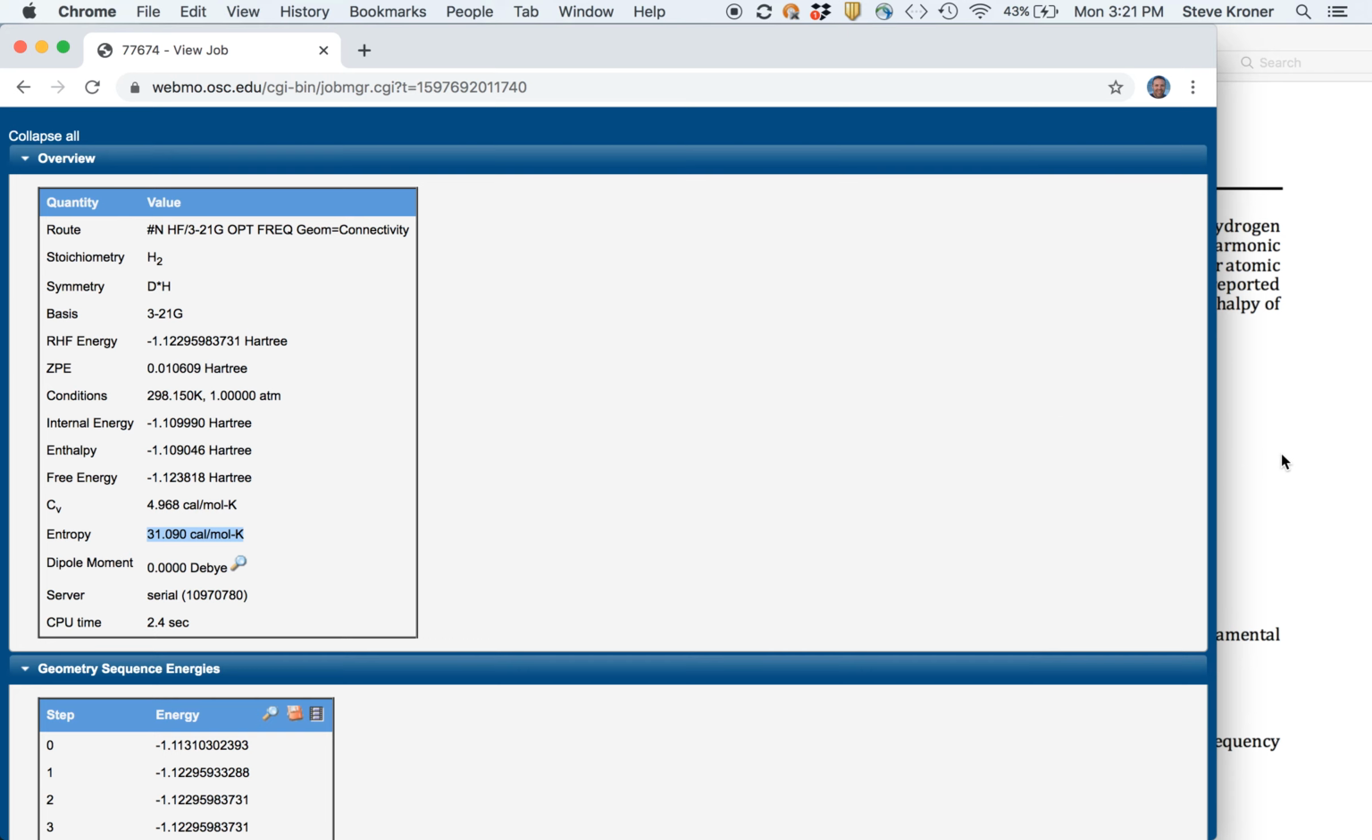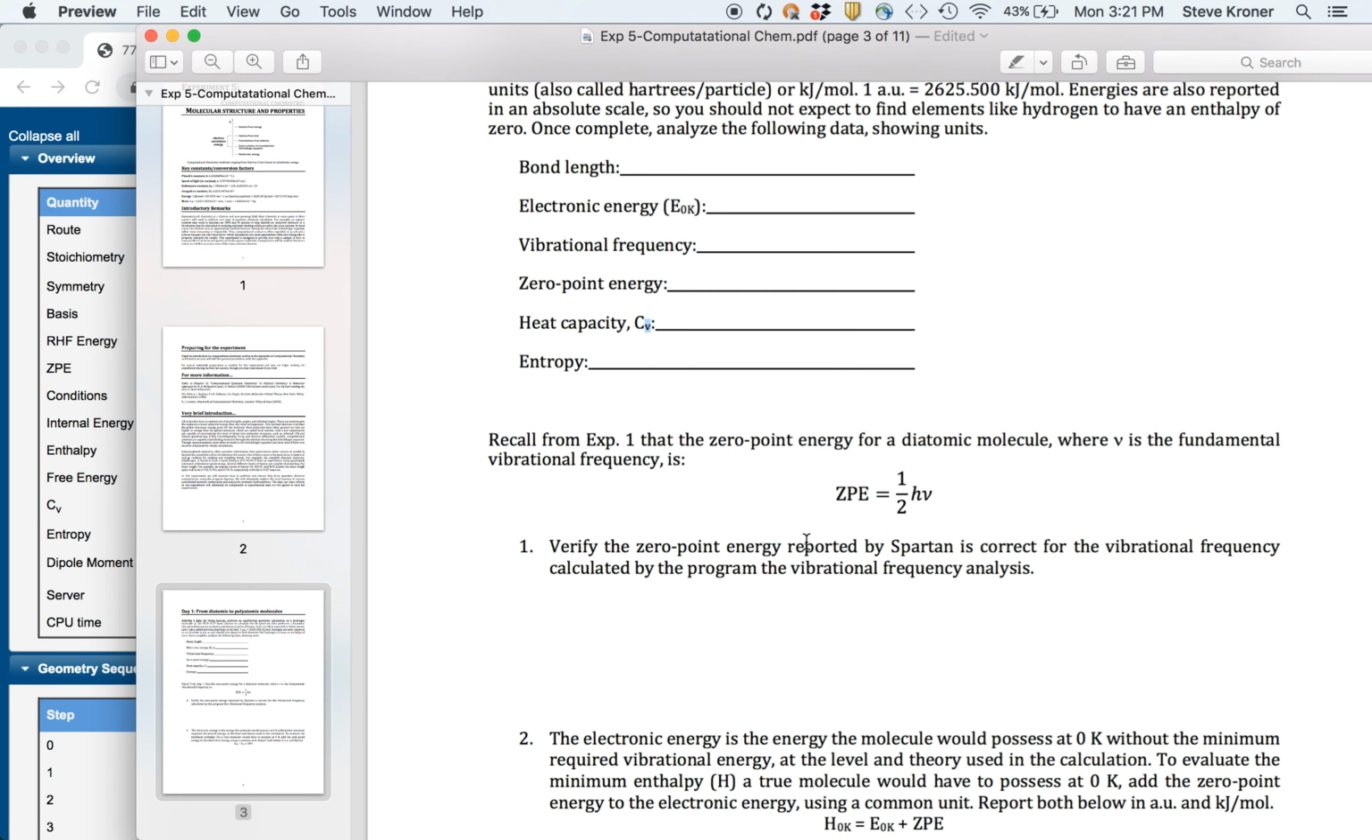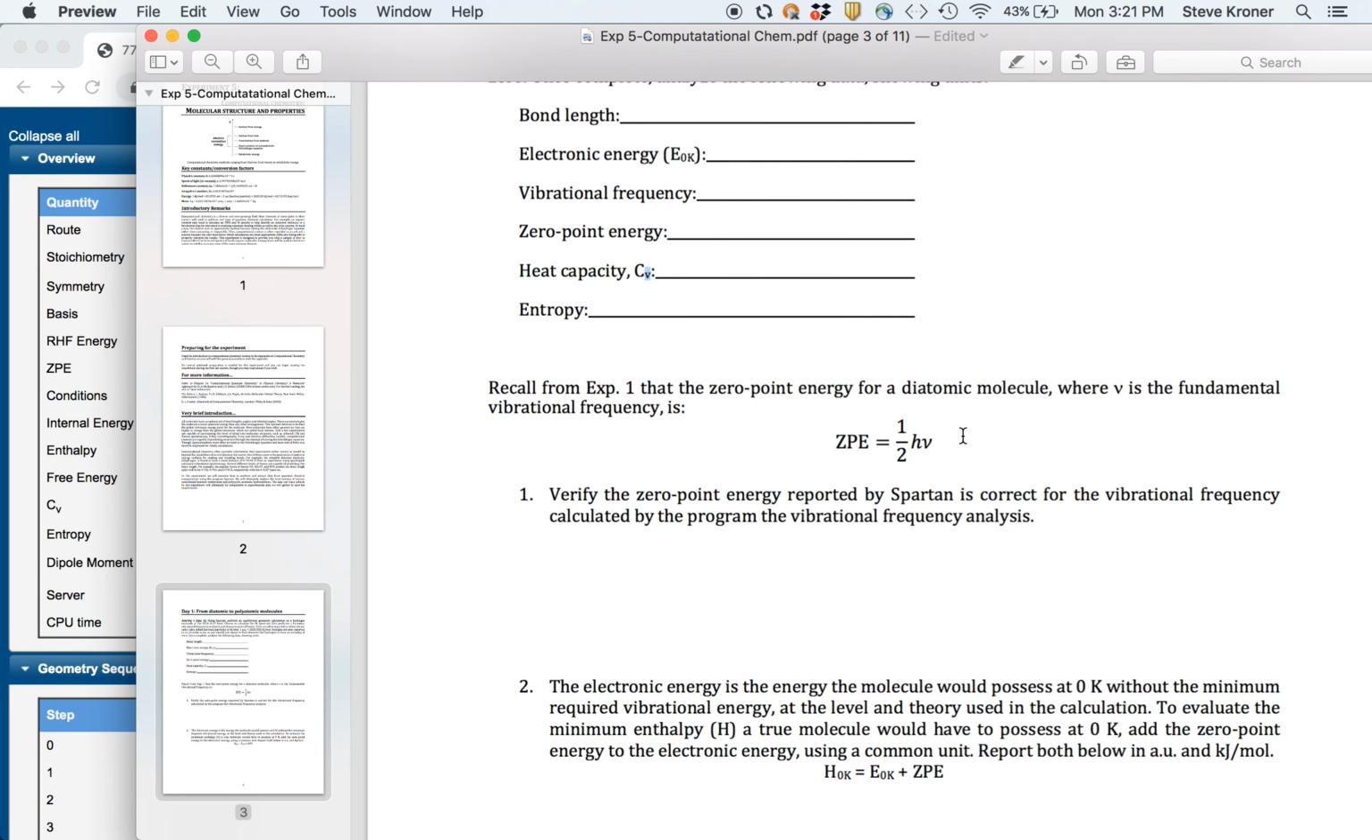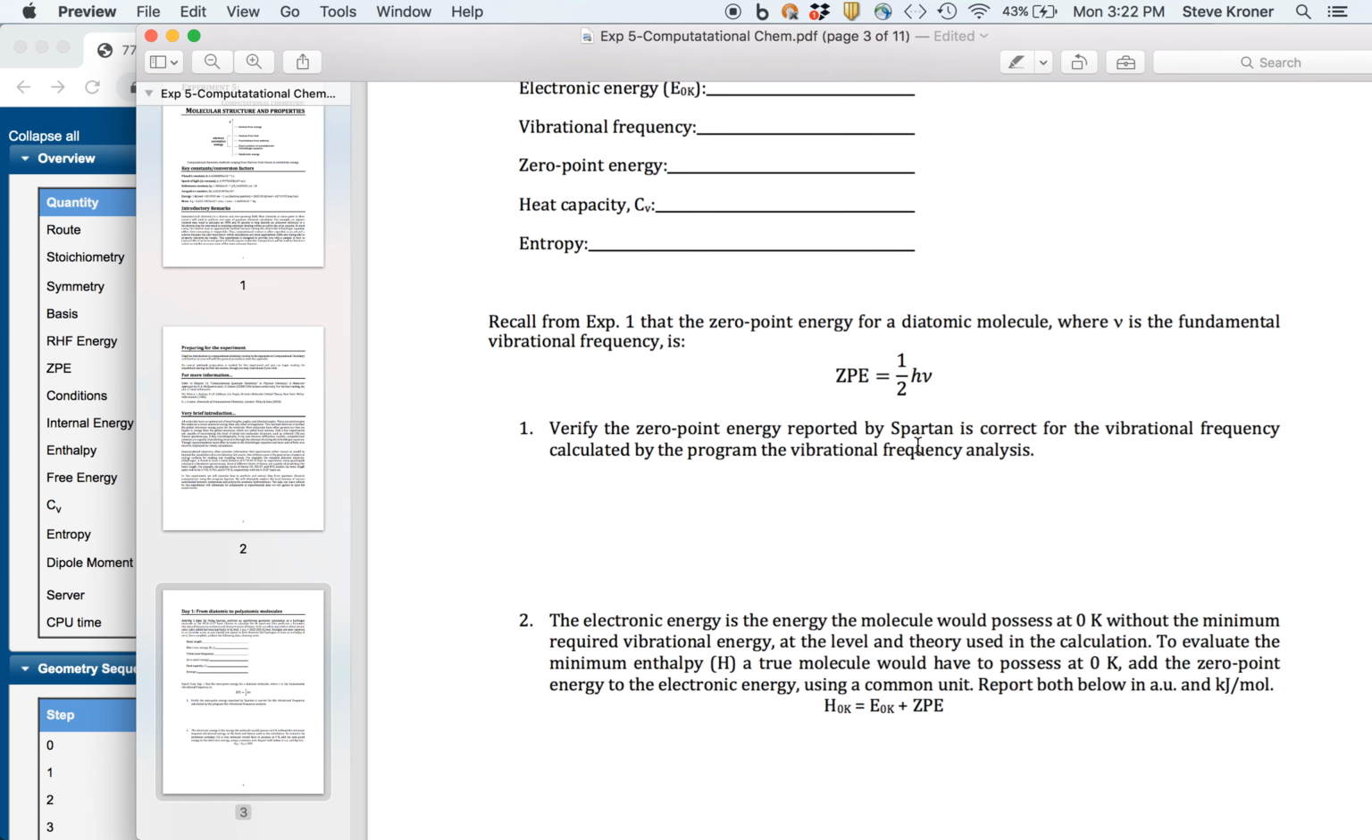Now, of course, you can convert calories to joules, and you'll have to do some conversions here as we continue with the activity. But the first part of the activity is kind of trying to make sense of the zero point energy as being 1/2 h nu. It's truly 1/2 times the sum over all h nu, over all the vibrational frequencies. But we have one vibrational frequency for a diatomic molecule, so it simplifies down to a pretty simple equation. So we want to verify that the zero point energy reported by, in this case, WebMO, is correct for the vibrational frequency.